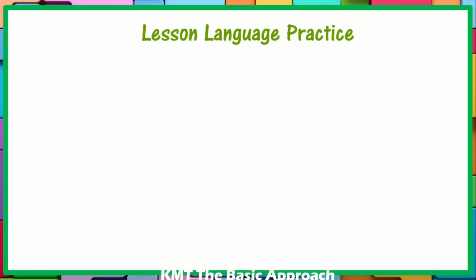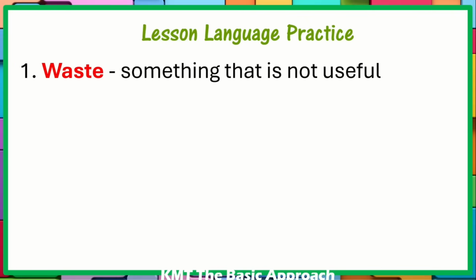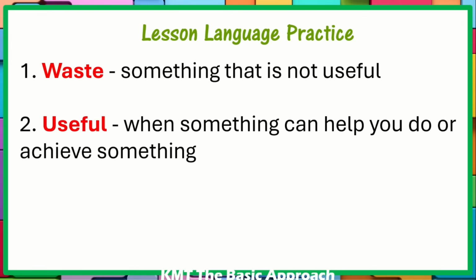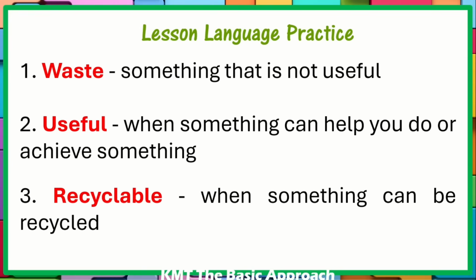Lesson language practice. Number 1. Waste. It means something that is not useful. Number 2, useful, when something can help you do or achieve something. Number 3, recyclable, when something can be recycled.